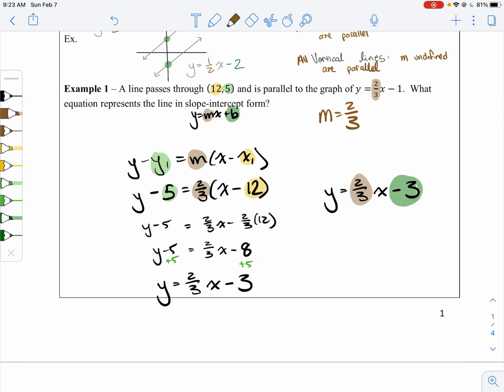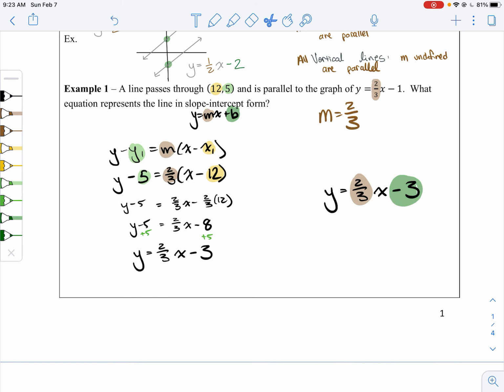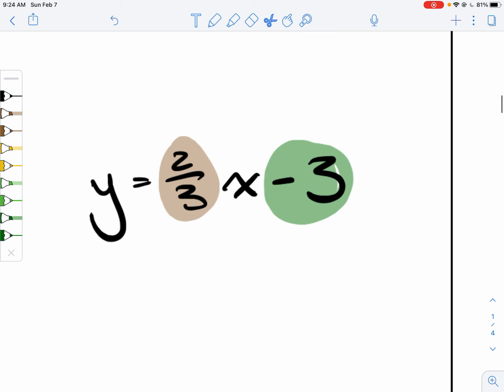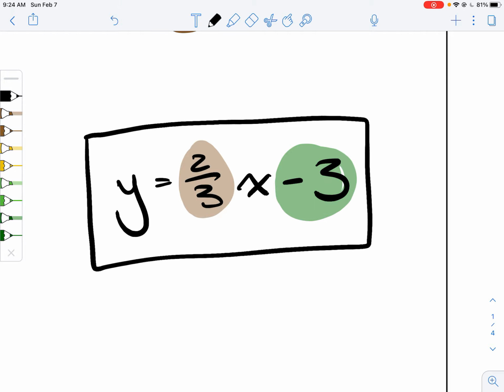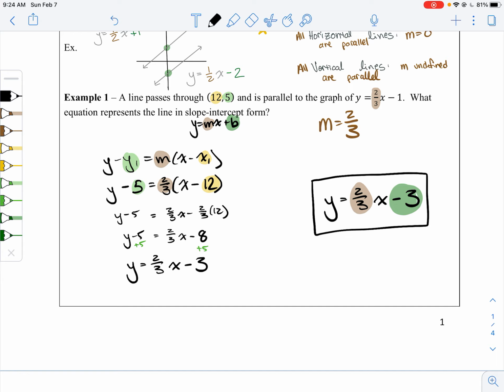Now, was that the only way to find slope-intercept form? It wasn't, but that's my favorite way. I think it's the easiest, but that's just because of the way I think.